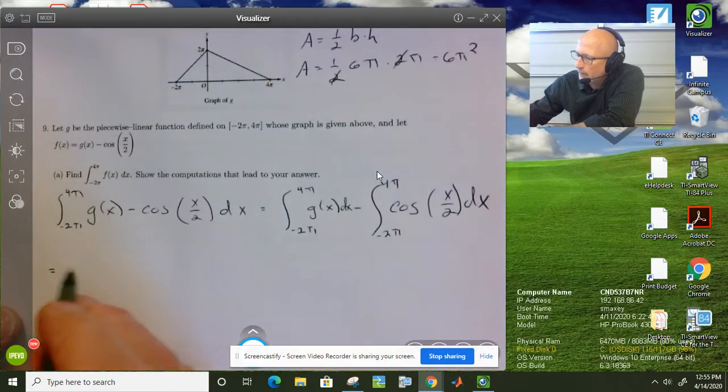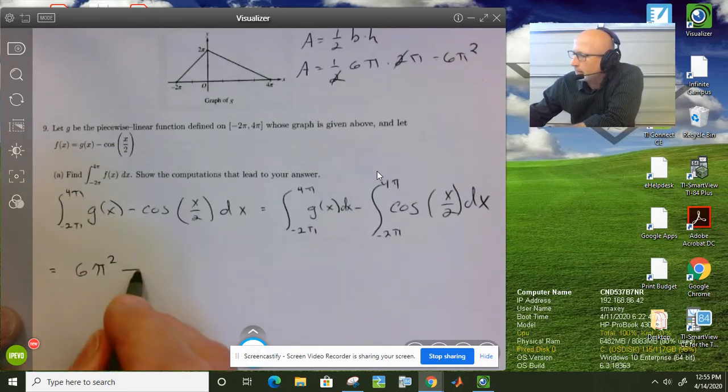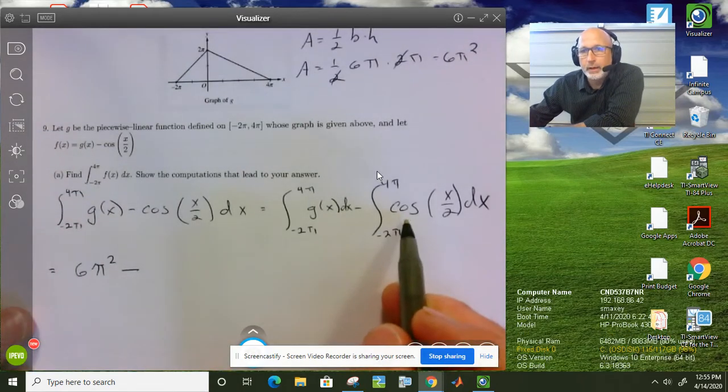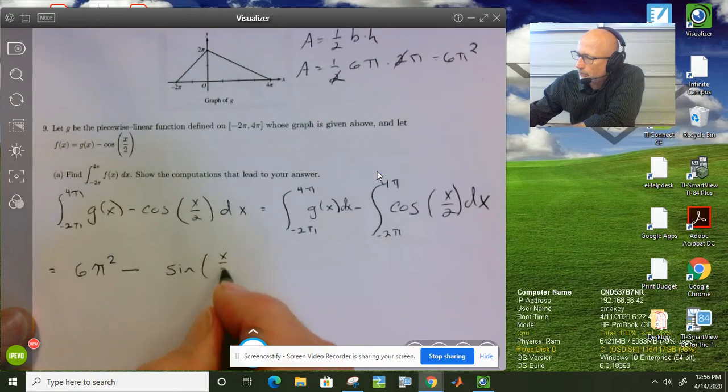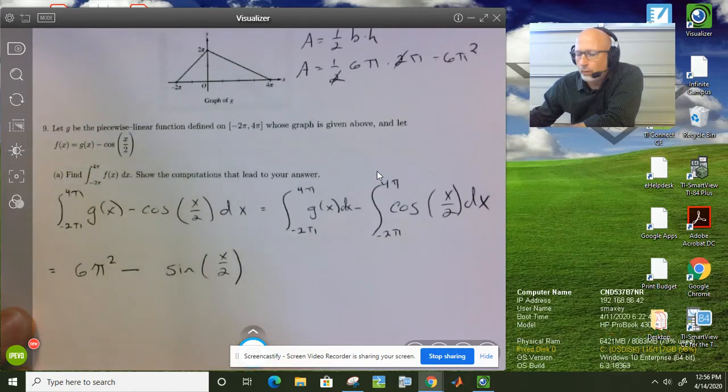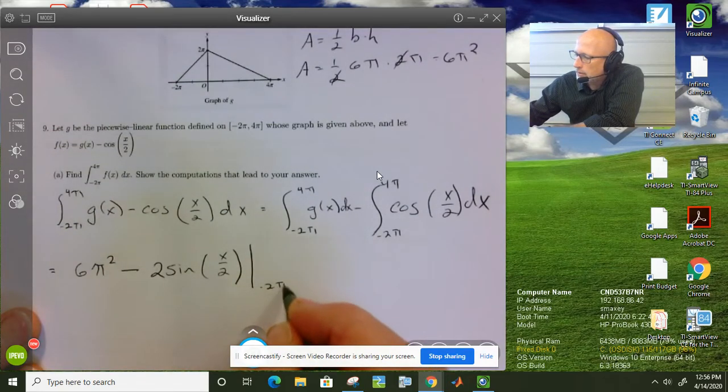So anyway, that's what the integral of g of x is from -2 pi to 4 pi. So I have 6 pi squared, and then minus the integral of cosine. The integral of cosine is sine, a positive sine. So I'm going to have sine of x all over 2. But by the reverse chain rule, you have to divide through by the derivative of what this is, which is 1/2. So you flip and you multiply, and you get a 2 there. And we do have to evaluate this from -2 pi to 4 pi.